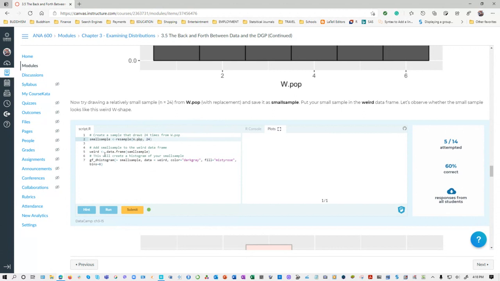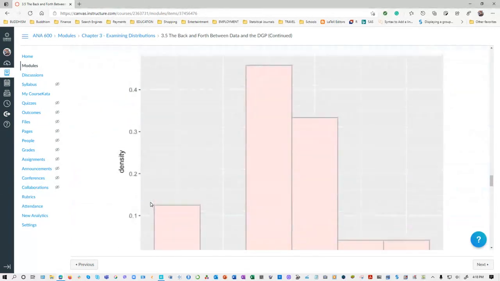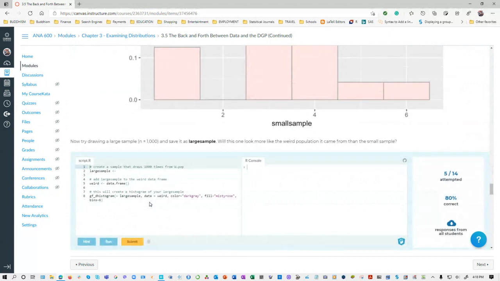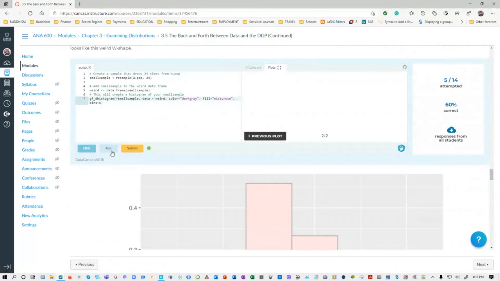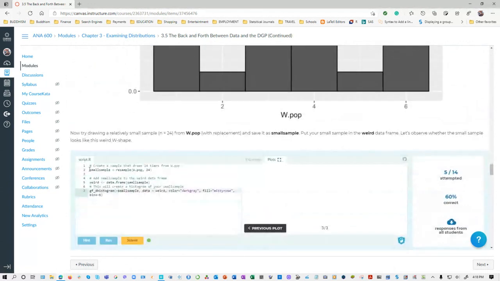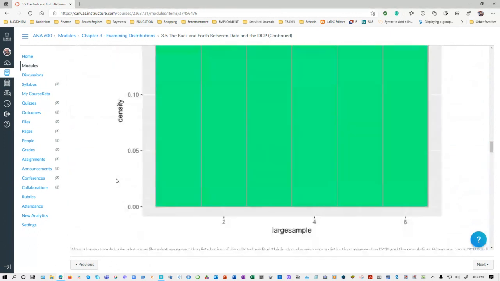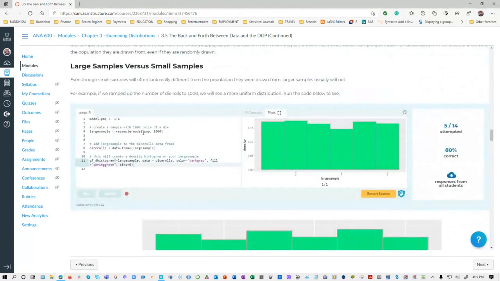WPOP 24, weird data frame, small sample, data, weird bins. What's the problem here? Small sample, you see. Small sample, a sample from WPOP, 24 from that variable. See, that's the variable. And you're going to give the name for that data frame.